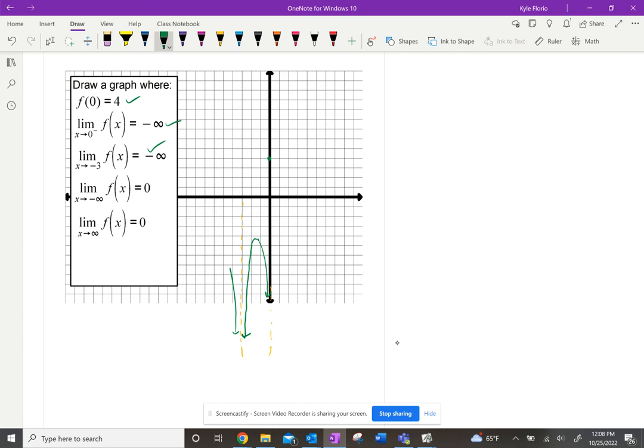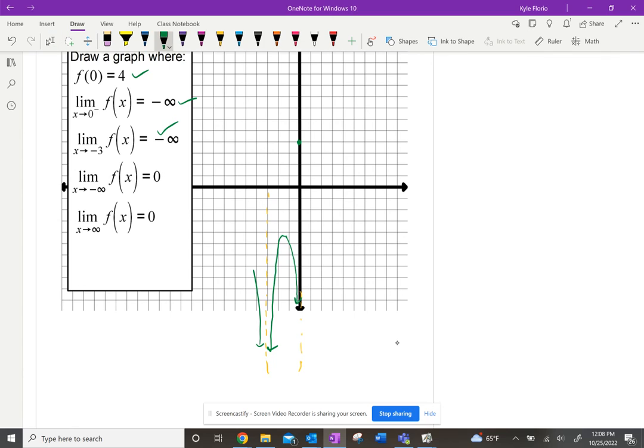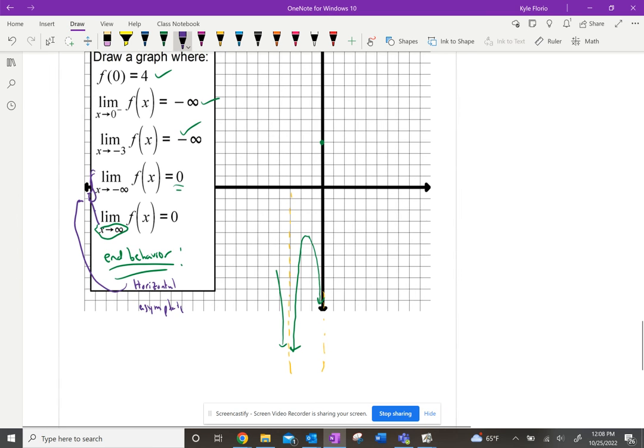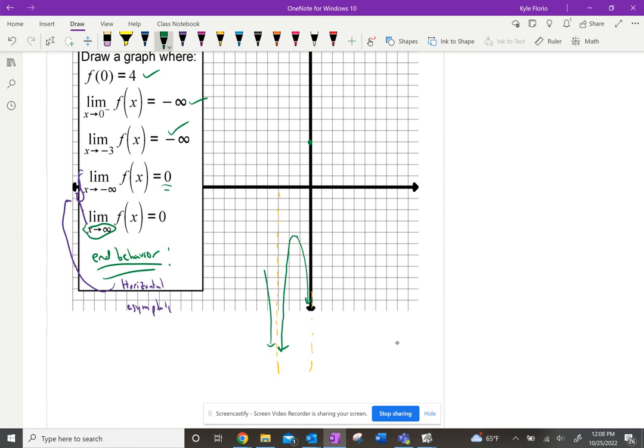As x approaches negative infinity, the value of the function is 0. So as x goes to negative infinity and infinity, these are end behaviors. So as x goes to negative infinity, the height of the function is approaching 0. So that's a horizontal asymptote. Right, so as x goes to negative infinity, the value of the function is going to 0. So I'm just going to have this thing come up right here.